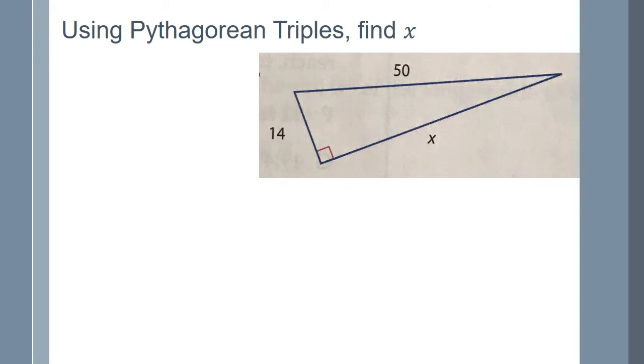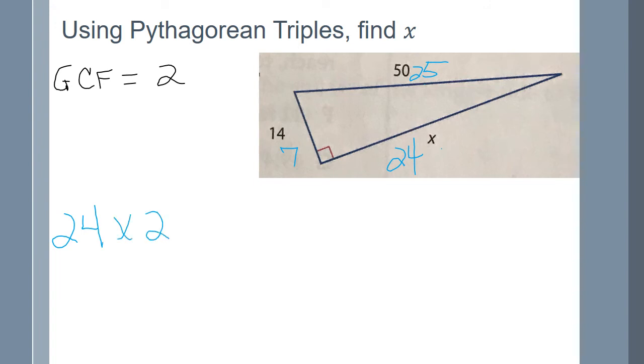Here's another one. We've got 14x and then 50. So the greatest common factor between 14 and 50 is 2. So now you go ahead and you divide 2 out. So we end up with 7 here, and this is 50. No, excuse me, 25, right? 50 divided by 2 is 25. So this is a 7, 24, 25. So 24 times 2 is 48, which is equal to x.